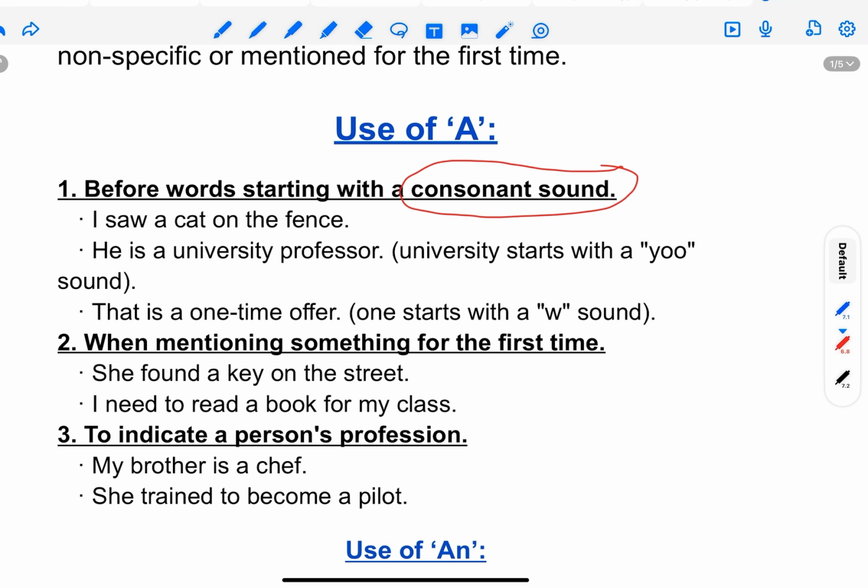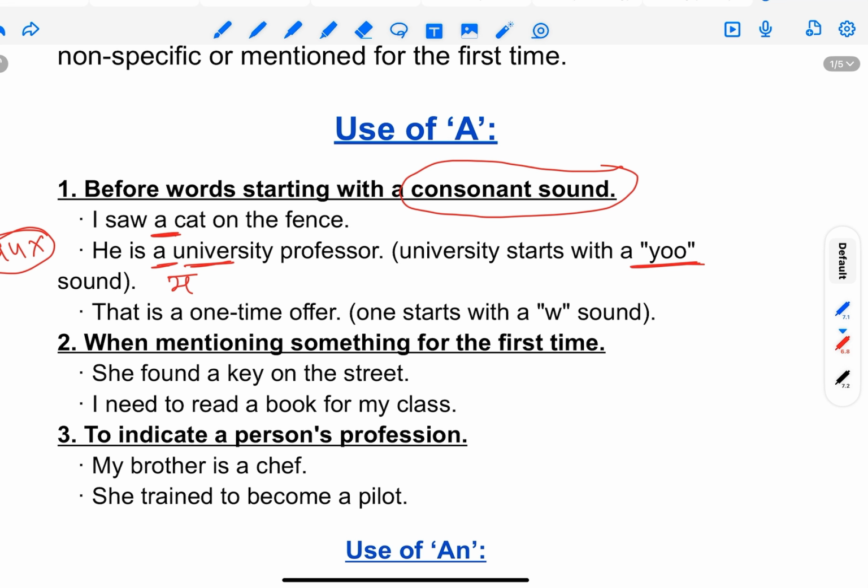For example, I saw a cat. K is a consonant sound as in cat, so a is used. He is a university professor. See, the word university starts with a vowel letter, but the sound is y, as in Hindi it is pronounced as ya. So here it is a consonant sound, and an will not be used. If you use article an before university, it will be wrong because we see the sound, not the letter.